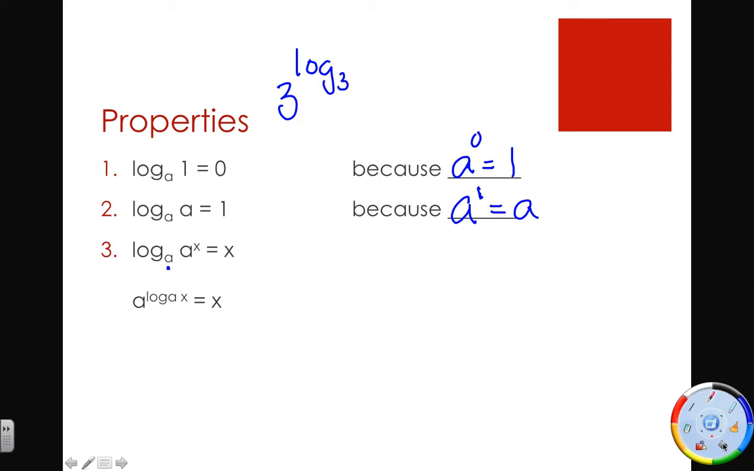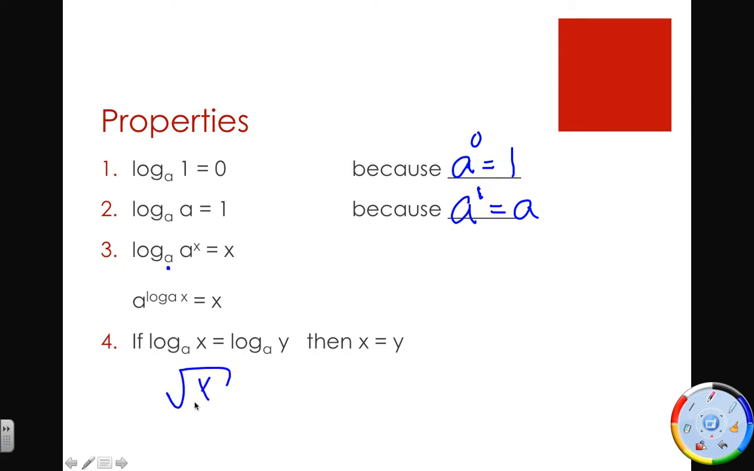Now these are pretty tricky properties to deal with. These two, well, the bottom one especially. Number 4 here, this is almost kind of an obvious statement. If the log base A of x is equal to log base A of y, that's got to tell me that x equals y, because they're the same bases. It's like the square root of x equals the square root of 4. X better be 4, right? Same idea.